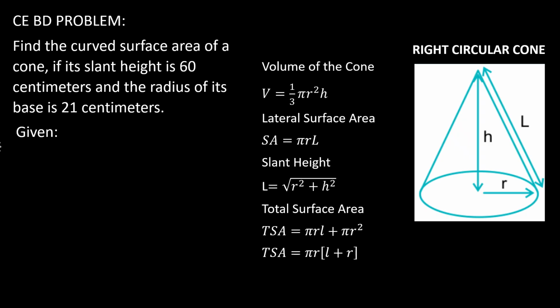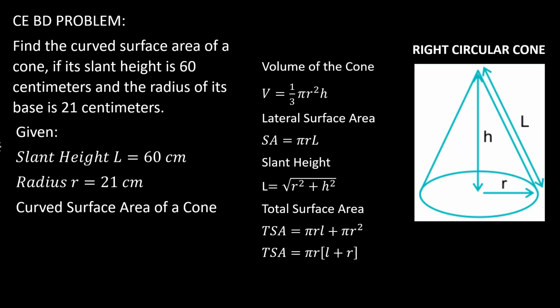And now, we can start solving the problem. For our givens in this CE board problem, we have the slant height L, which is equal to 60 centimeters, and the radius r equals 21 centimeters. And what is being required for us to solve in this given board problem is actually the curved surface area of a cone. Now, how do we solve for the curved surface area of a cone?